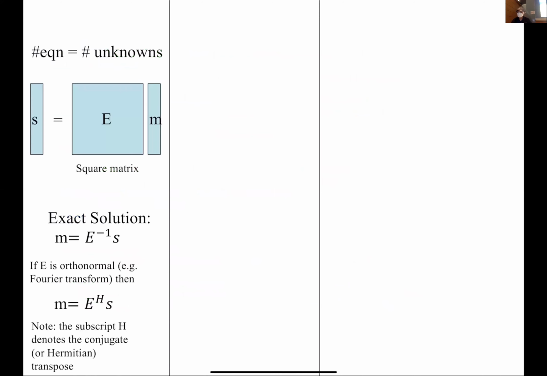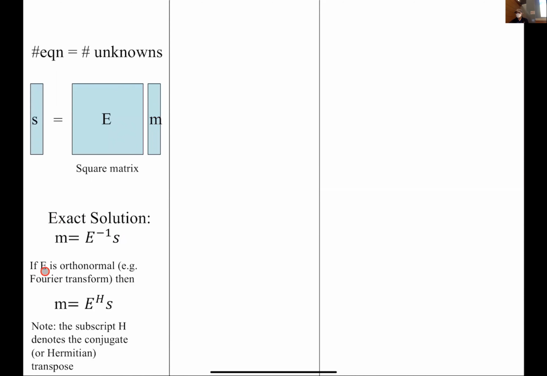So let's go back down and review a little bit about linear algebra. Most of you, the first time you saw linear equations, it was number of equations equals number of unknowns, so you should be able to solve it. That happens obviously when E is a square matrix. So you could always say that M equals the inverse of E times S. That would be your estimate. Given the measurements and the image, you can always invert and solve for M.